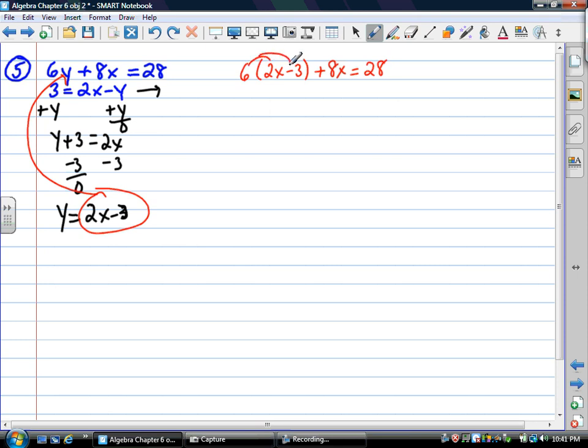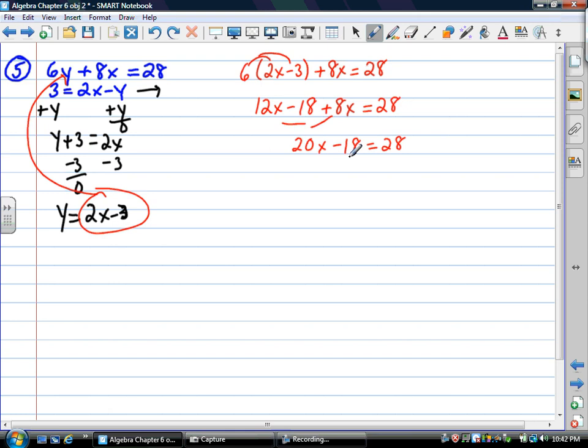We have the distributive property. I get 6 times 2x, it's 12x. 6 times 3, that's 18. Plus 8x. It's going to be equal to 28. I want to use my solving equation ability. Add my like terms, 12x and 8x. I get 20x minus 18. It's going to be 28.